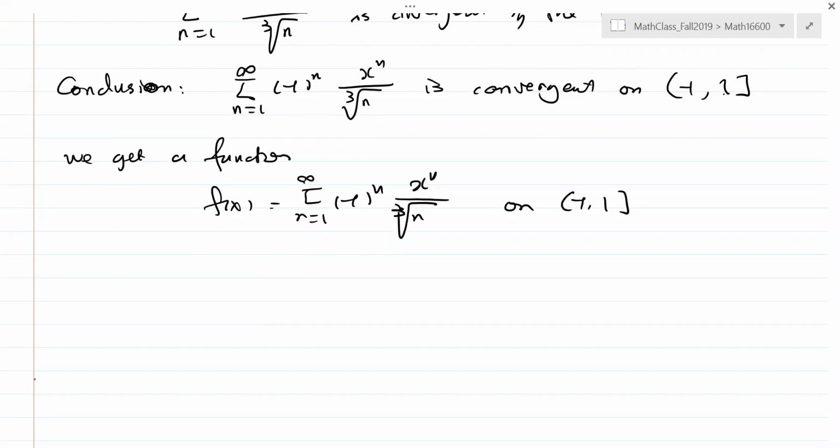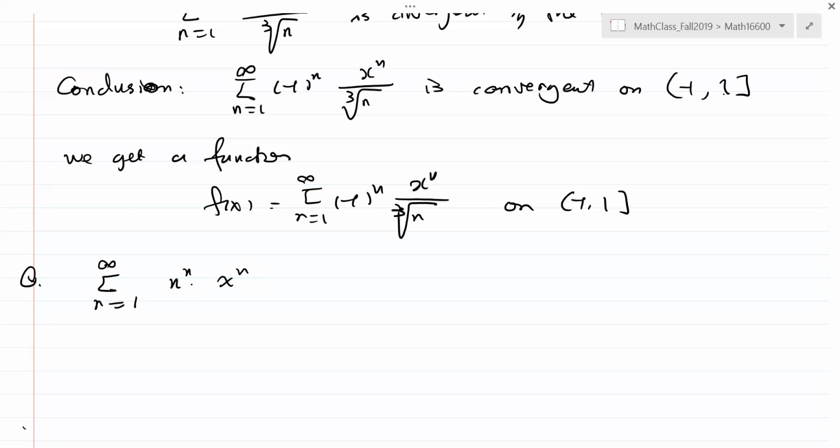Okay, let's look at other problems. And here's another one: the sum of n to the power of n times x to the n. Try to determine the x for which it is convergent.